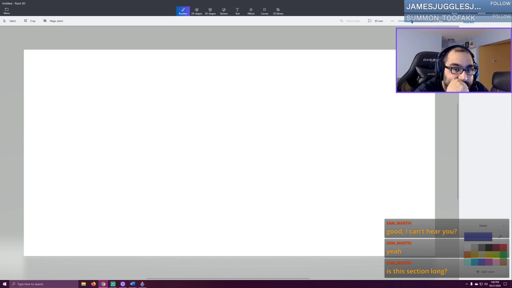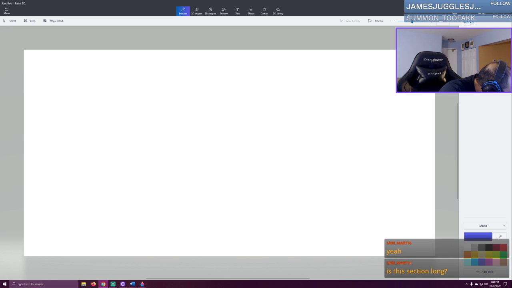Is this section long? No, I don't think it's super long, no. I don't think it's very long. It is the last section of chapter 7, though.